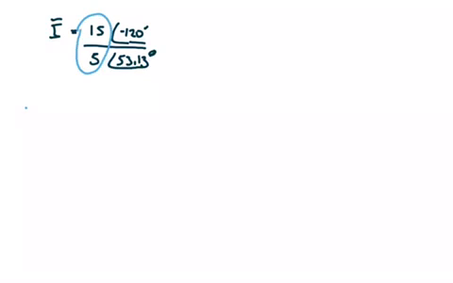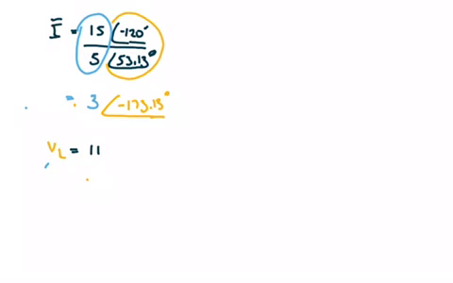So now that I have that for my bottom expression here, now I want to see what I is. And so I is just going to be 15 at negative 120 degrees over 5 at 53.13 degrees. Now I can divide this and subtract that, and I'm just going to get I is equal to 3 at an angle of negative 173.13 degrees.